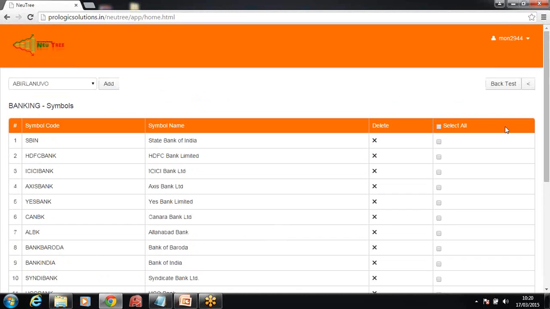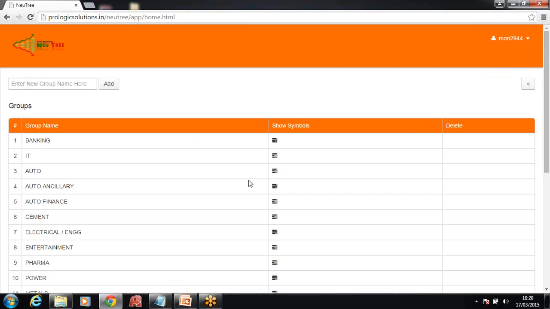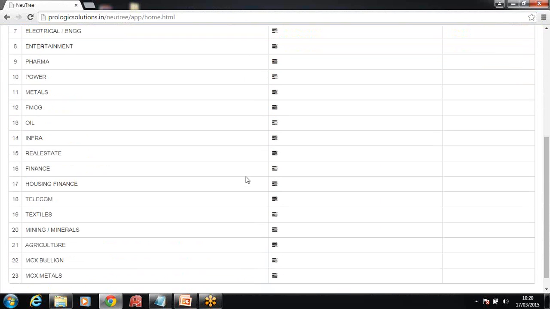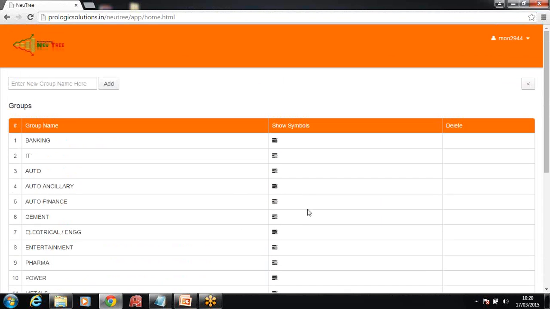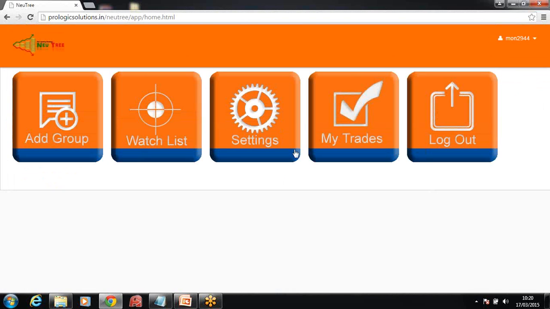Now once we do that, we select all the scripts and then click on this backtest, and we get the backtest data for the last 10 years for each and every script. I have already done that, so I don't want to repeat. It will take some time. So adding groups is done. I have already added the groups. There are around 23 groups.